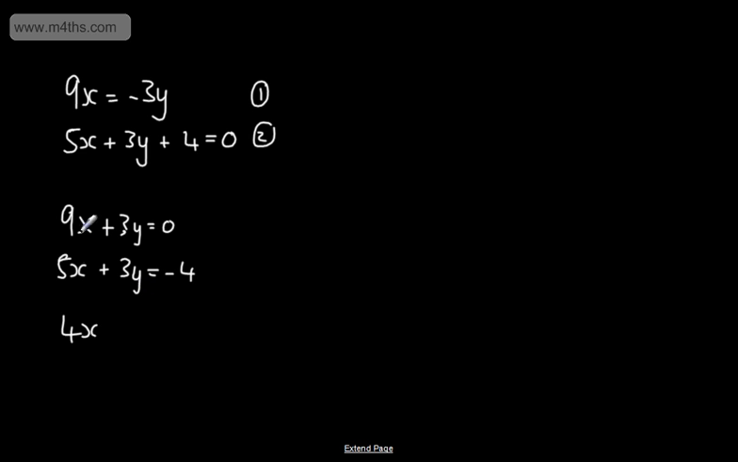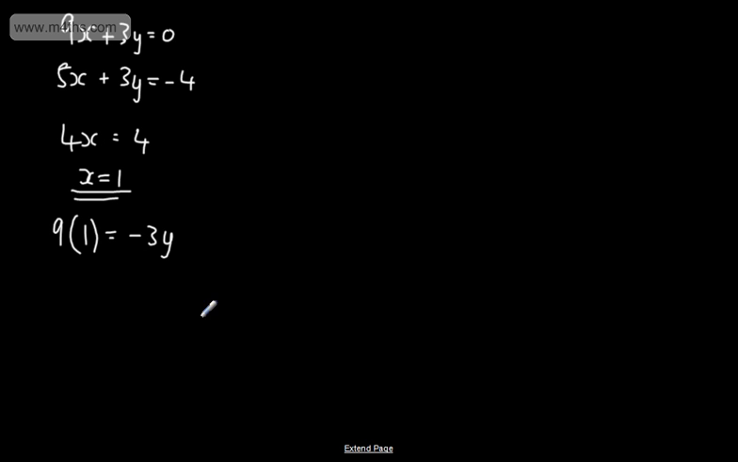So all we're doing is simply now subtracting downwards. So we'll eliminate the y's. 0 subtract negative 4 gives me 4. So x is going to be equal to 1. And then we can go ahead and solve for y. So all I'm going to do is put in x is equal to 1 into any of these equations. If we look at the top one, we've got 9 lots of 1 is going to be equal to negative 3y. So we can say that 9 divided by negative 3 is going to be equal to y, and y will be equal to negative 3. So that's one way that we could do it.